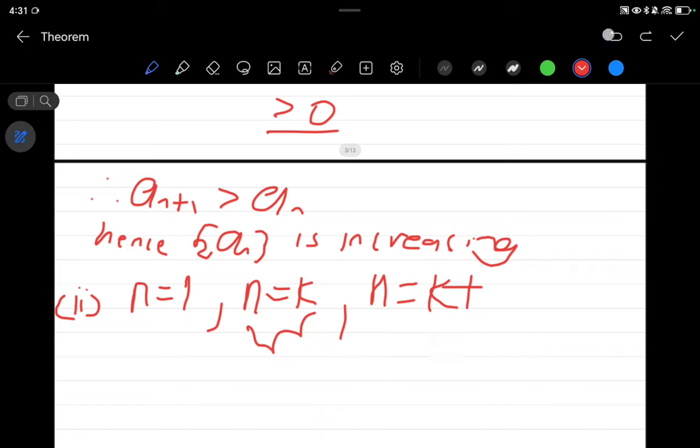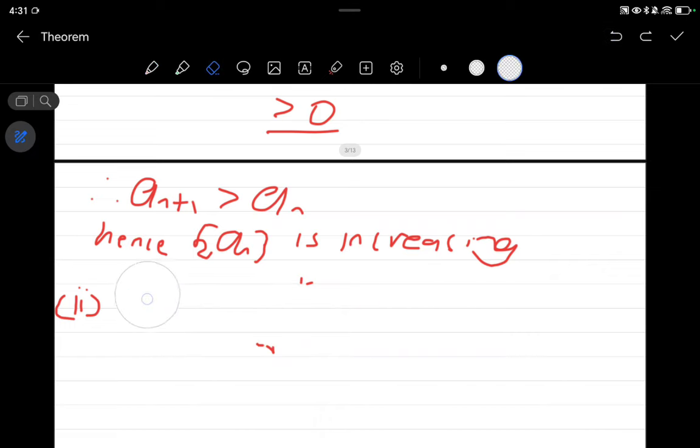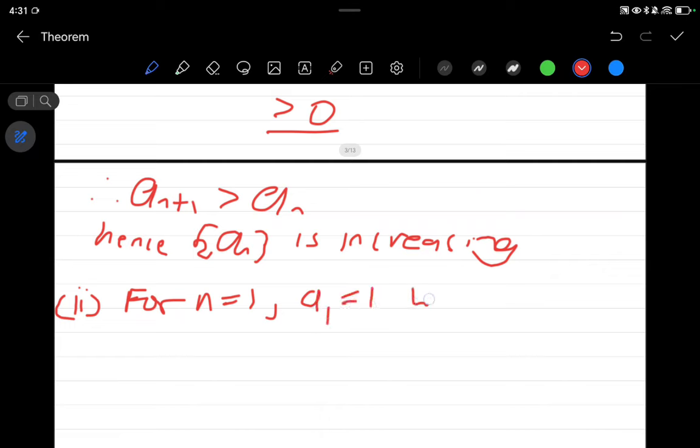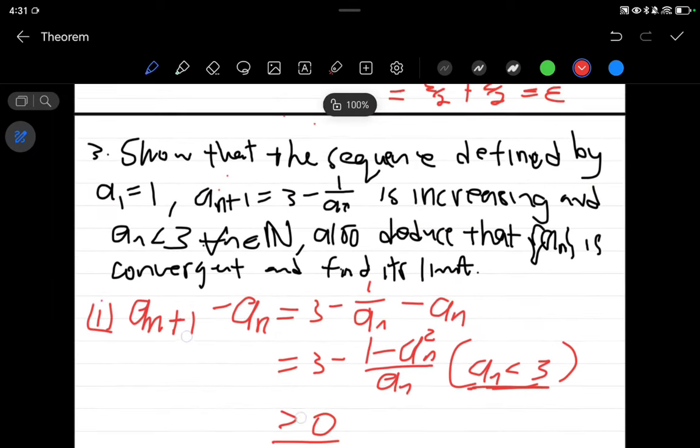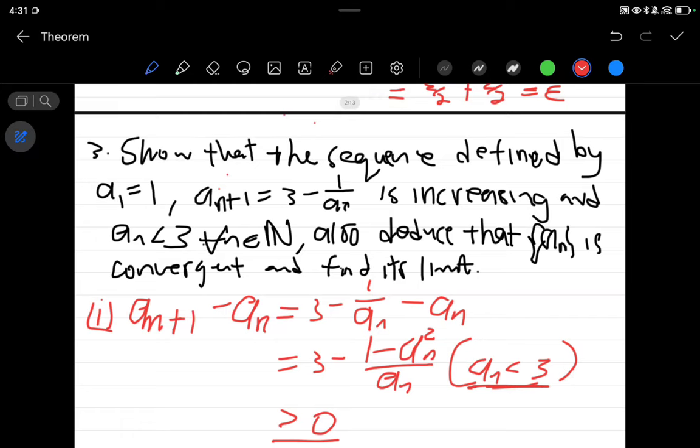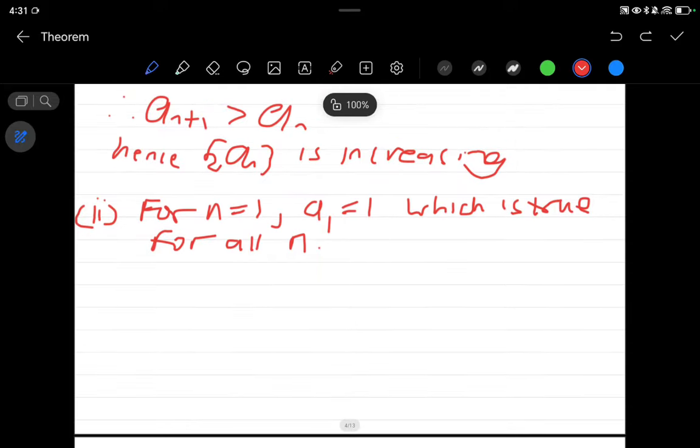So now we're going to say this. For n equals 1, a1 is equal to 1, which is true for all n. You see, right? So I just took the first part. If n is 1, then we'll have this case, right? It should be true.